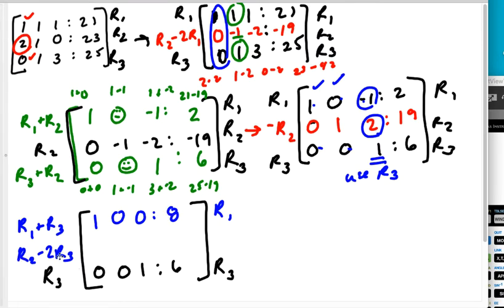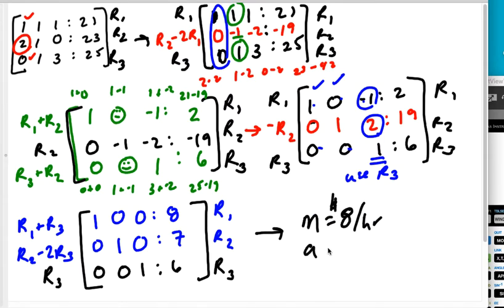Row 2 minus 2 of row 3. Well, that's going to be 0 minus double 0, which is still 0. 1 minus double of 0, which is still 1. 2 minus 2, which is 0. That was the whole point. And 19 minus double of 6. So 19 minus 12 would be 7, and there's my row 2. So what that information tells me is that Maya makes $8 per hour. Amit makes $7 per hour, and Nina makes $6 per hour, right?